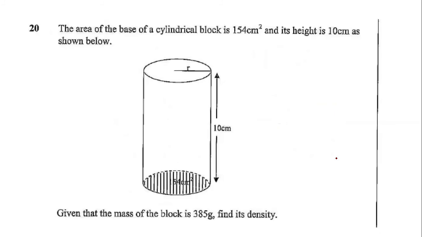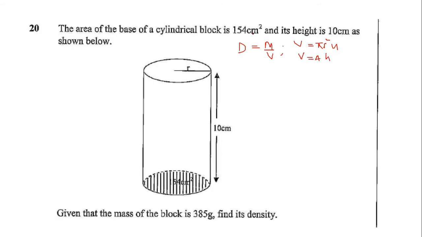So question 20 reads, the area of the base of a cylindrical block is 154 centimeters squared and its height is 10 centimeters as shown below. Given that the mass of the block is 385 grams, find its density. Now, we know that density is given by the formula density is equals to mass over what? Over volume. Now, to find the volume here, we know that volume is equals to area of base, which is pi r squared h. Now, pi r squared is simply area. So in this case, we are saying volume will be equal to area multiplied by h.